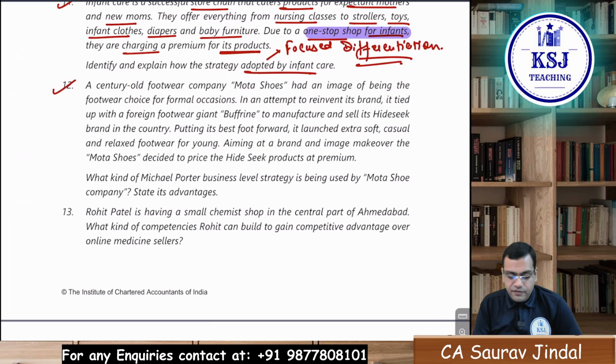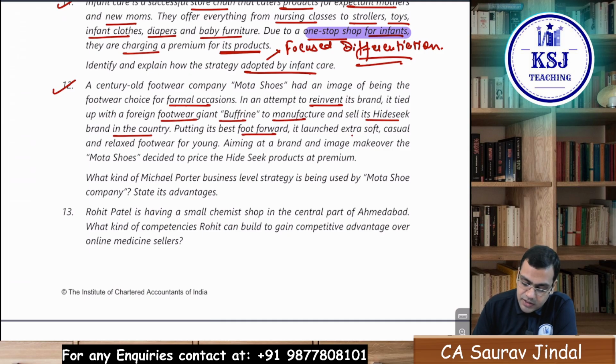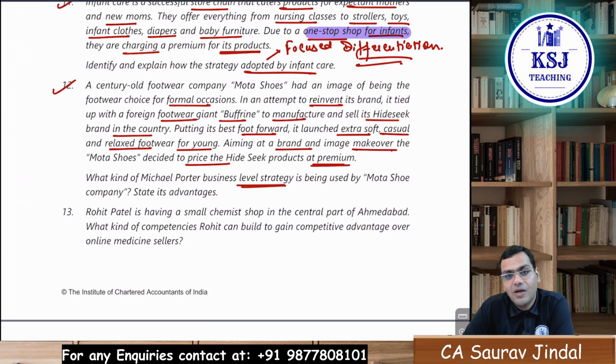A century-old footwear company, Mota Shoes, had an image of being the footwear choice for formal occasions. In an attempt to reinvent its brand, it tied up with the foreign footwear giant Buffrine to manufacture and sell its hide-seek brand in the country. Putting its best foot forward, it launched extra soft, casual, and relaxed footwear for the young. Aiming at a brand and image makeover, Mota Shoes decided to price the hide-seek products at a premium. What kind of strategy are they following, sir? What kind of strategy are they following? One thing, is it a cost differentiation?